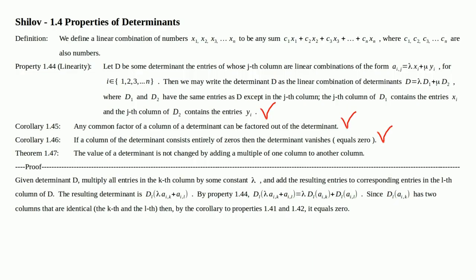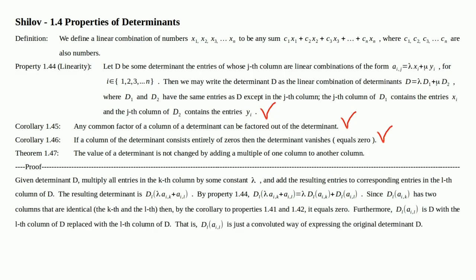Since D sub L of A sub ik has two columns that are identical, that is the kth and the lth, then by the corollary to property 1.41 and 1.42, it equals 0, right? Because a determinant that has two identical rows or columns is 0. So that one goes away. Furthermore, D sub L of A sub il is D with the lth column of D replaced with the lth column of D. That is just a convoluted way of expressing the original determinant. So that is just D.